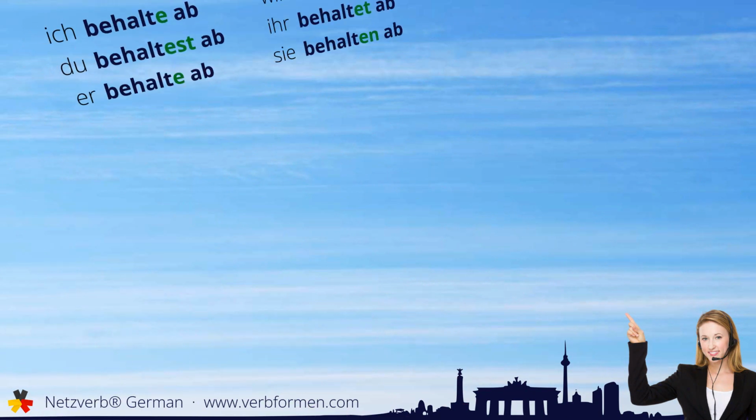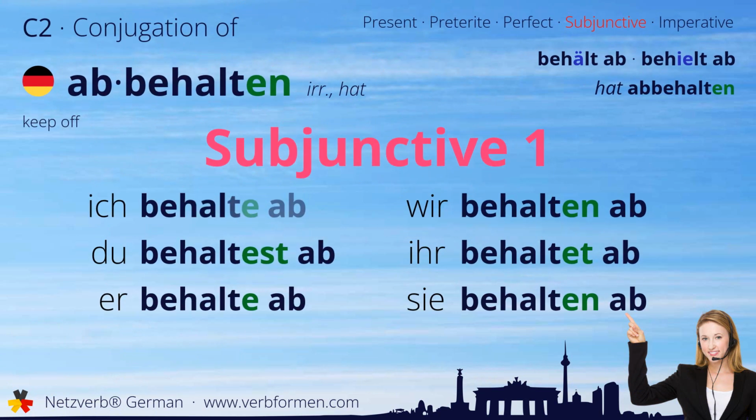Next up is the subjunctive one. Ich behalte ab. Du behaltest ab. Er behalte ab. Wir behalten ab. Ihr behaltet ab. Sie behalten ab.